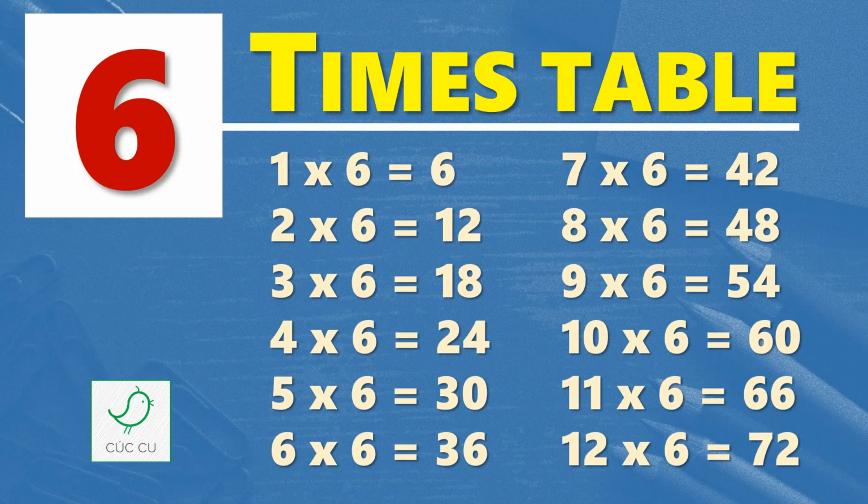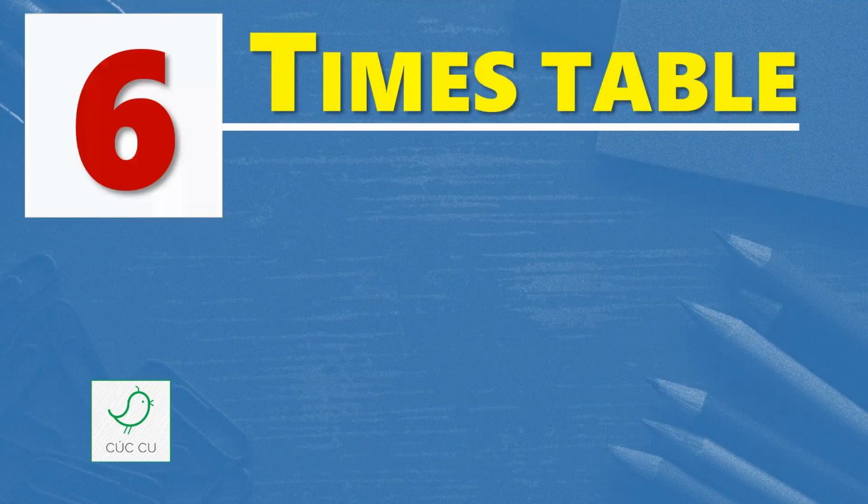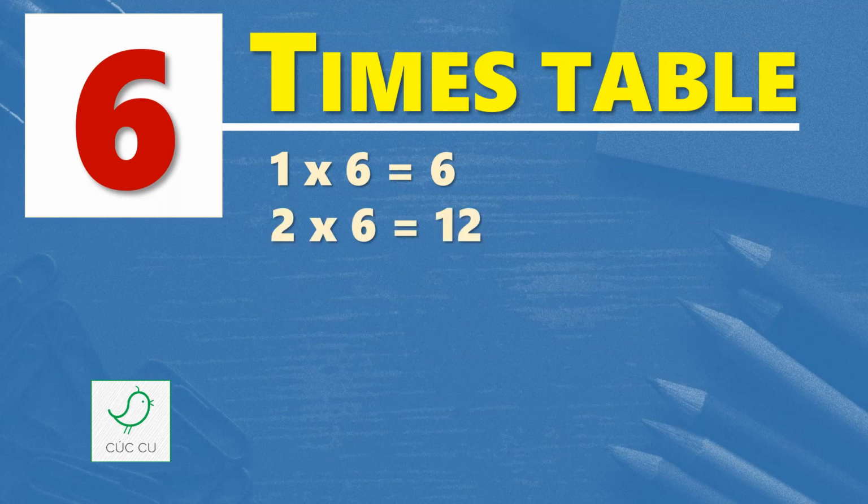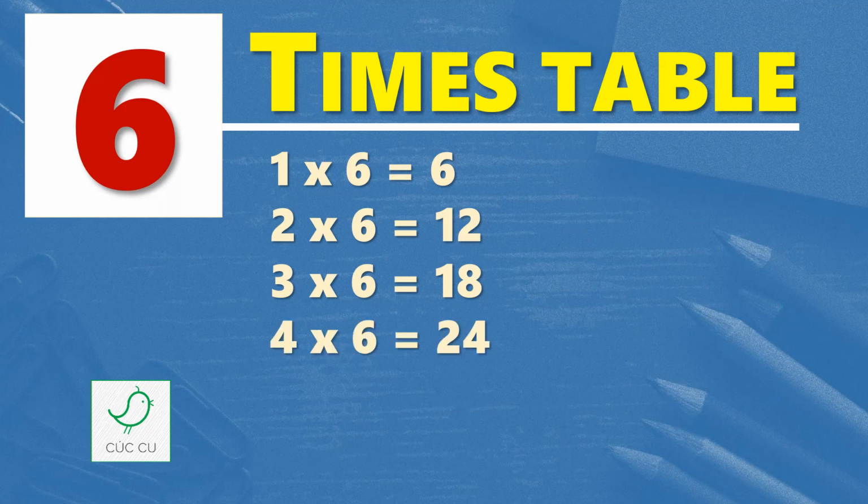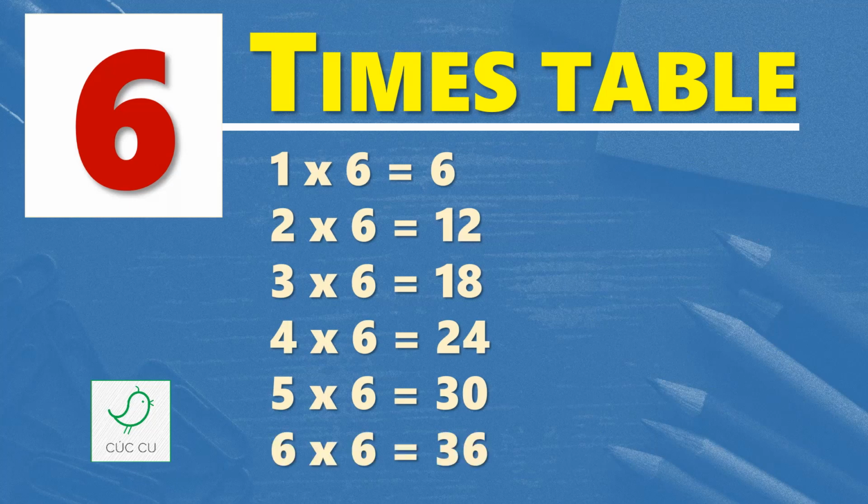Multiplication table of 6. 6 times table. 1 times 6 is 6. 2 times 6 is 12. 3 times 6 is 18. 4 times 6 is 24. 5 times 6 is 30. 6 times 6 is 36.